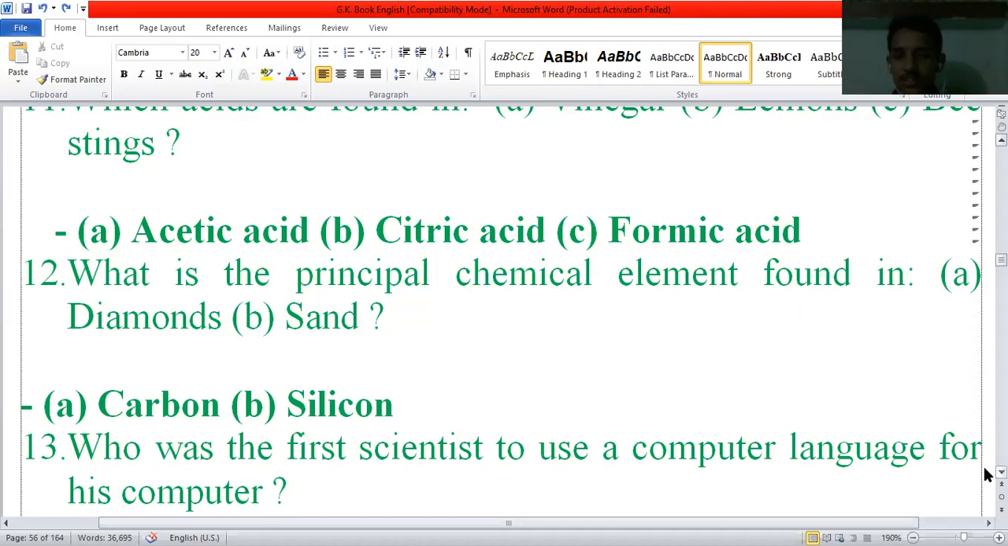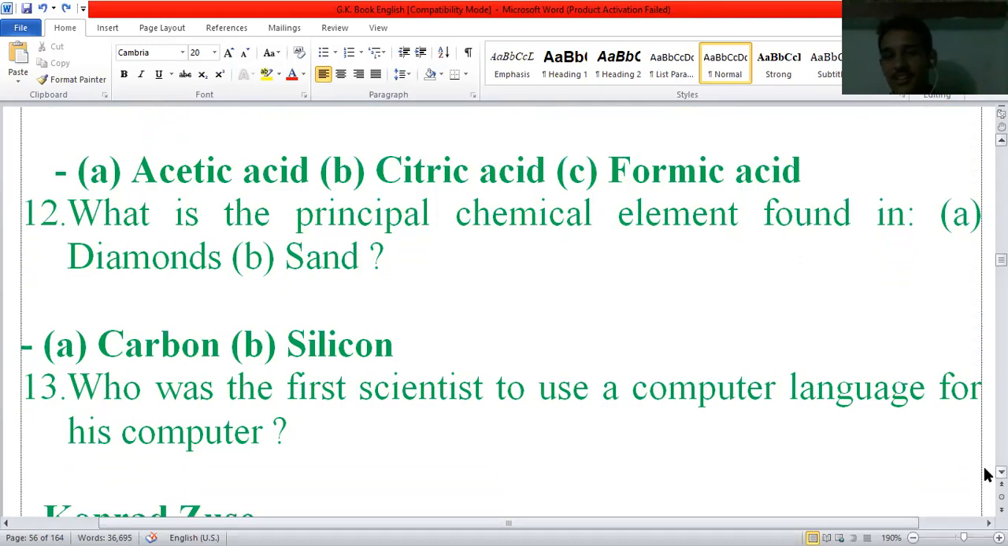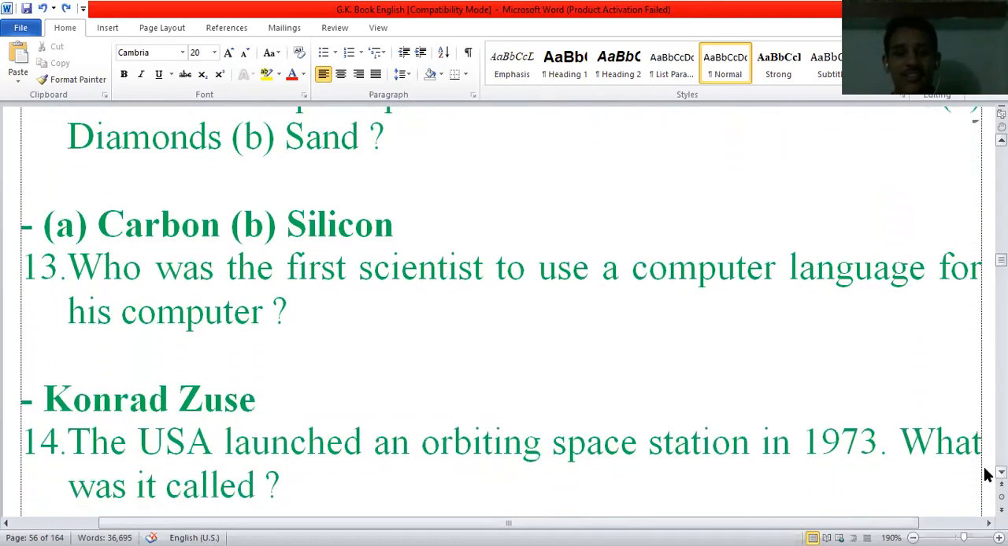Question number 13 is for Pratima Thapa. Who was the first scientist to use a computer language for his computer? Herman Perkins. Charles Babbage. No, both are wrong answers. The correct answer is Konrad Zuse.